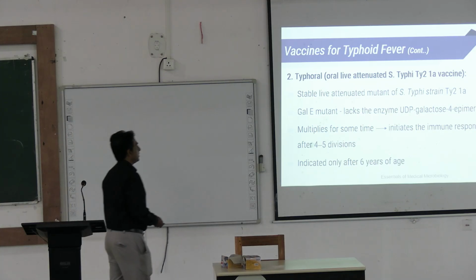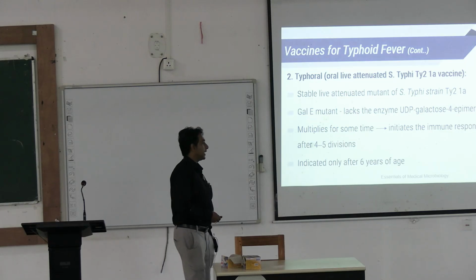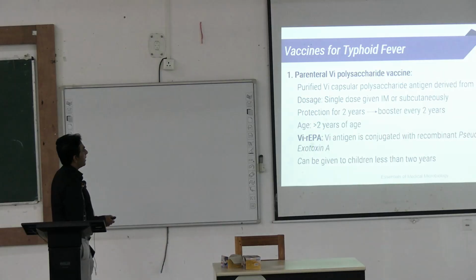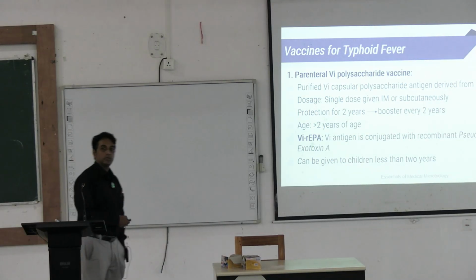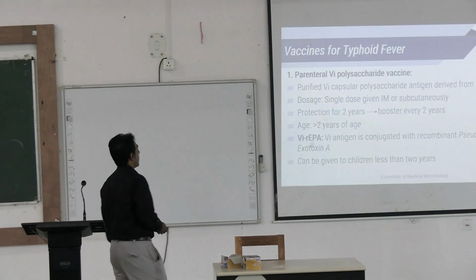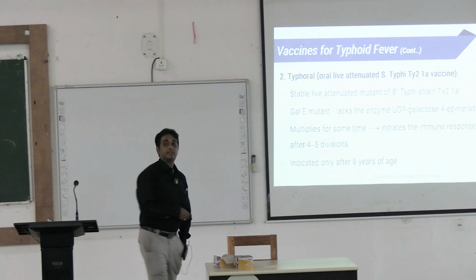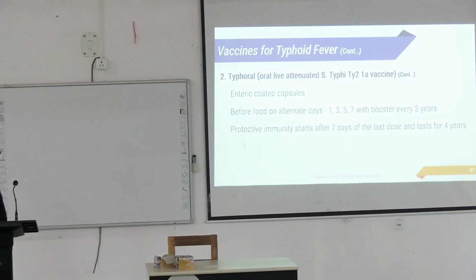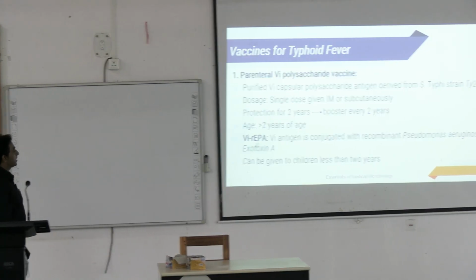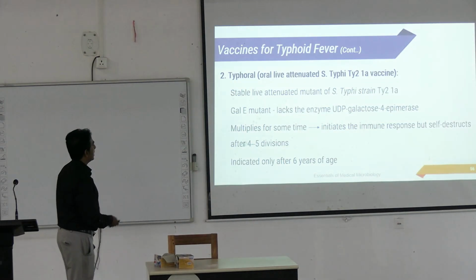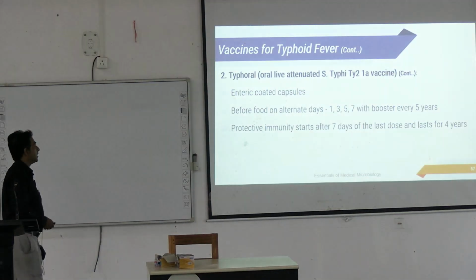This is indicated only after 6 years of age. So, age wise, let us see once. The parenteral Vi polysaccharide vaccine is given at more than 2 years of age. Typhoral vaccine, the oral live attenuated vaccine, is given after 6 years of age. The conjugate Vi vaccine is for children less than 2 years, and the oral one after 6 years.